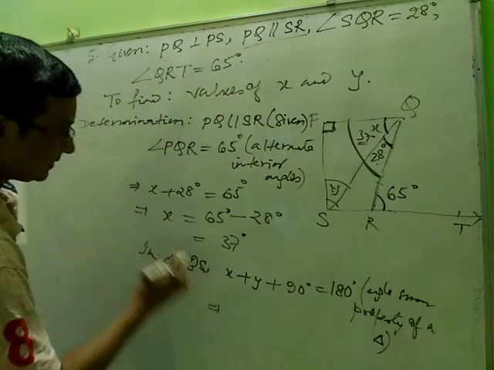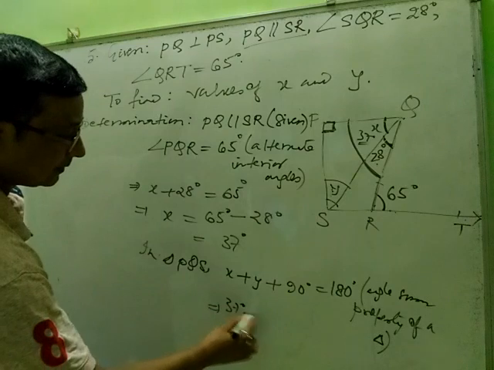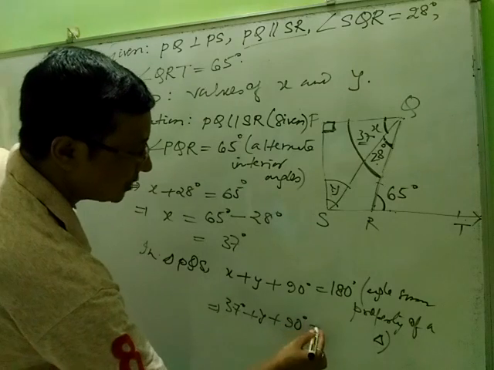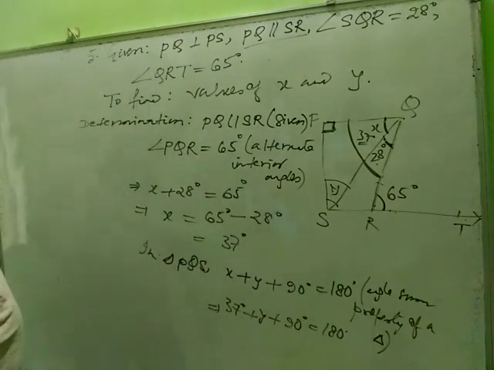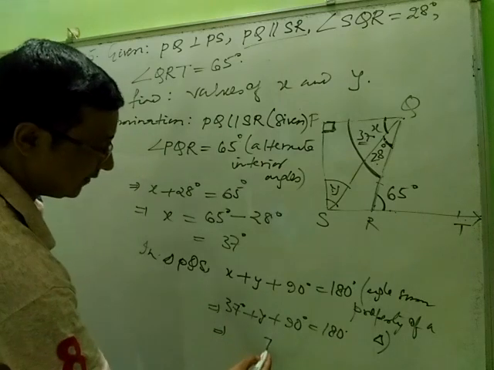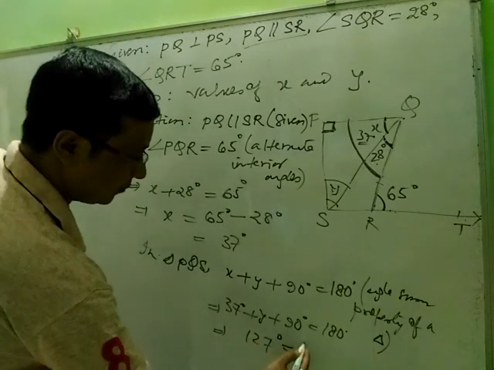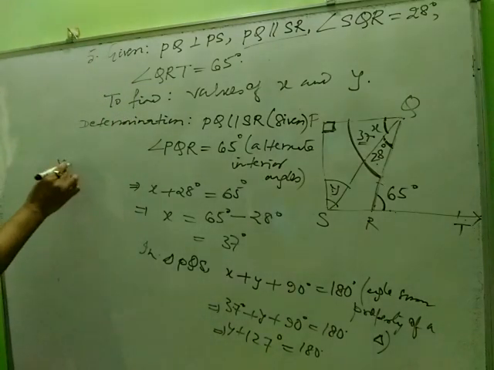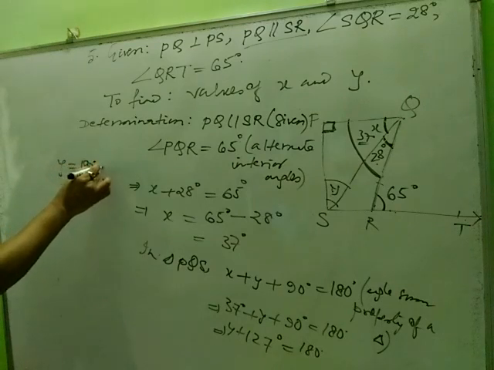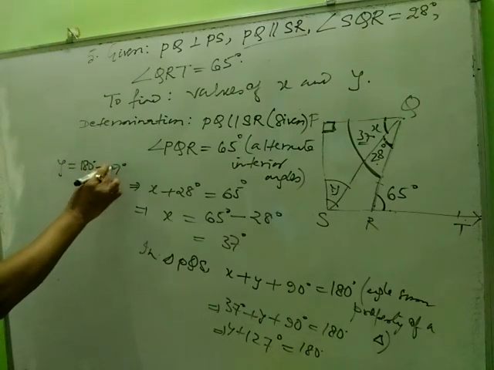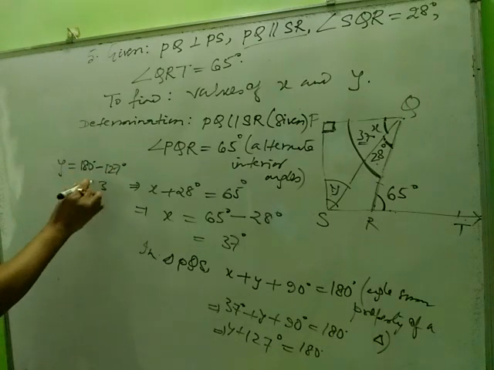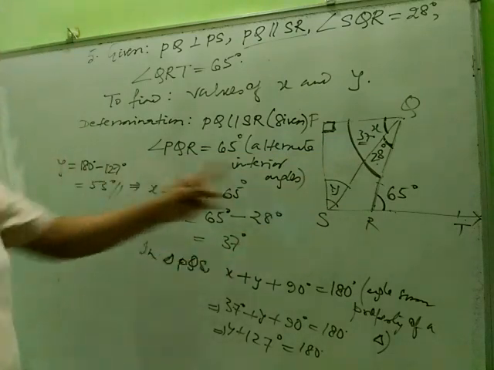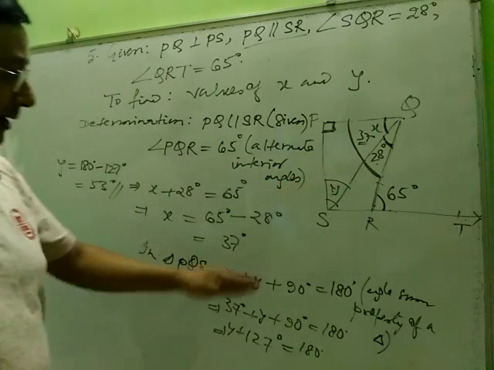So here x is 37, and y you will find: 37 plus y plus 90 equals 180. So you solve it. This gives 127 plus y equals 180. So you will get y equals 180 minus 127, which is 53. So you got x as 37 degrees and angle y as 53 degrees, just by simplification.